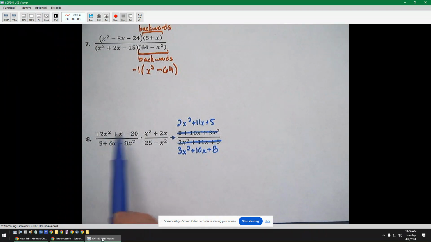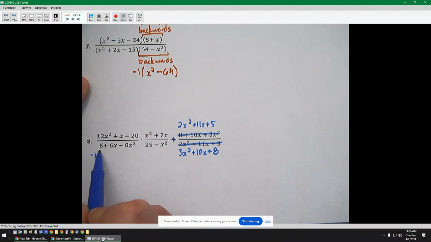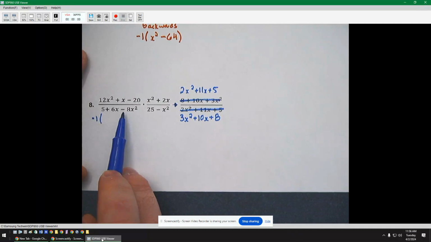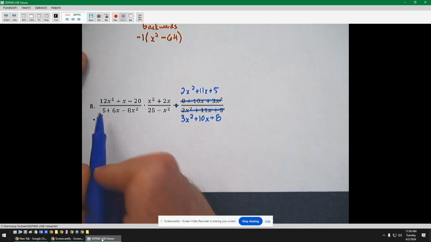I look at this, I like that, that's fine. I like this, that's fine. Now this is backwards and it's got a negative. So the only way to fix it is to take out a -1. And then I want to put things in the proper order. So if I want this thing to be first, but it's negative, I had to take that out. So now it's positive.